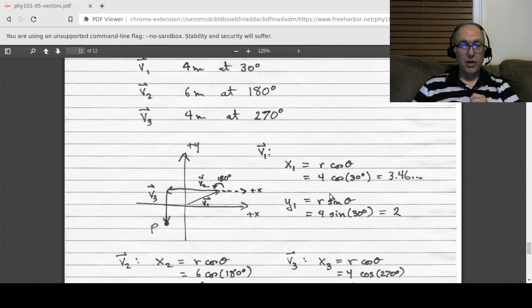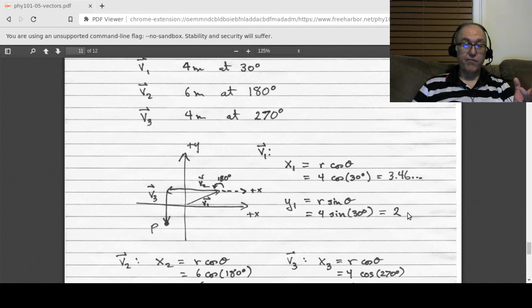So I take my vector v1, which is r equals 4 and theta equals 30 degrees, and I get x1. The reason I put a subscript 1 there is because it's for my first vector. So x1 is r cosine theta, which is 4 cosine 30 degrees. Crunch that through your calculator for 3.46 and more digits. Okay, y1 is going to equal r sine theta, which is 4 sine of 30 degrees, which turns out to be 2. Remember, sine of 30 degrees is a half. 4 times a half is 2.